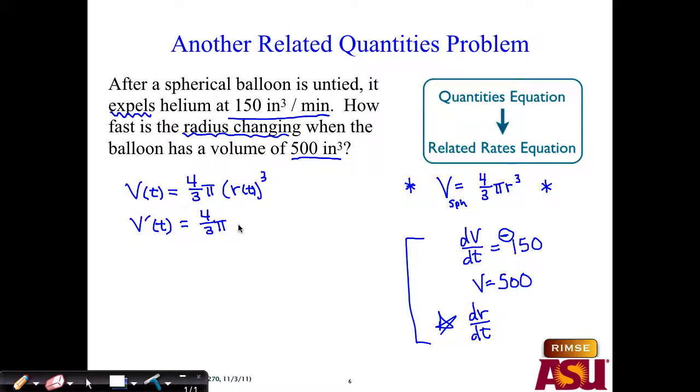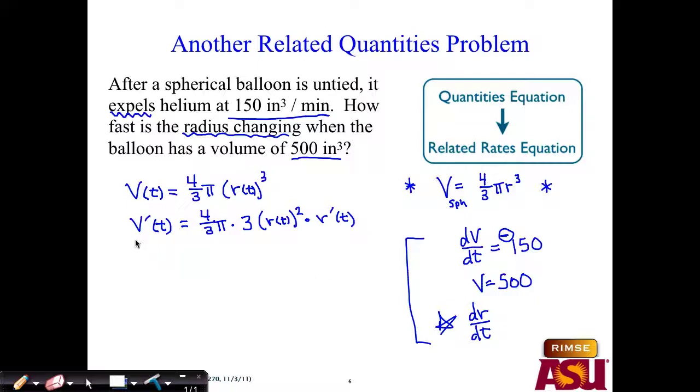The coefficient, and then taking the derivative of r of t to the third power with respect to t. Similar to last time, 3 r of t squared times, what's the derivative of r of t? Well, r prime of t, or dr/dt.